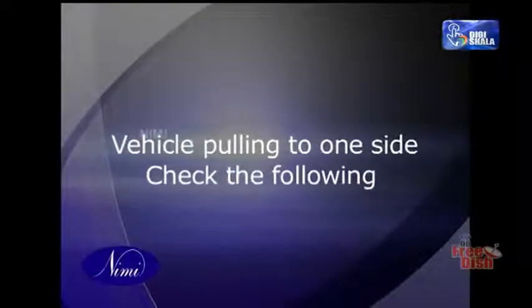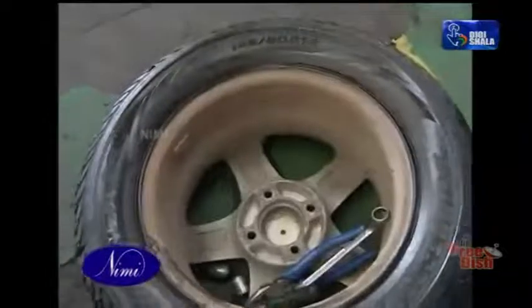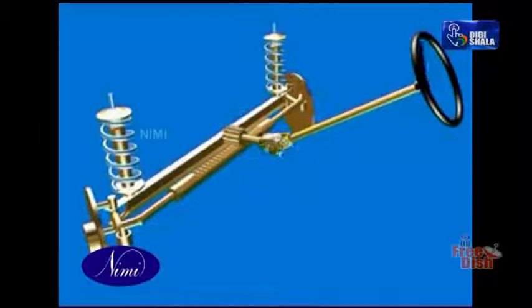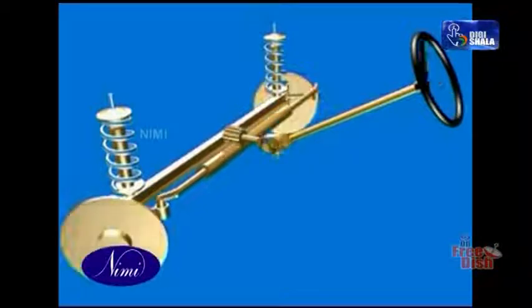Vehicle pulling to one side: check the following. Tires: replace if found unequally worn out. Drag link, tie rod: replace if found bent. Center bolt of spring: tighten if found loose. Spring bushes: replace if found worn out.